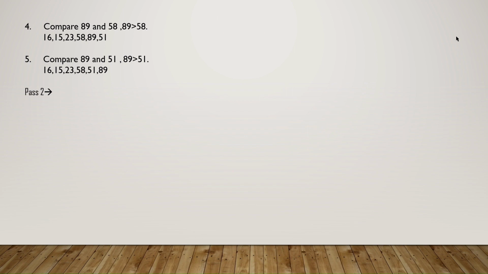Okay, pass 1 is completed, which means that the last element of the list is sorted. What does it mean? It means the last element, here 89, has got the correct place in the sorted list. Okay, now we will go to pass 2.